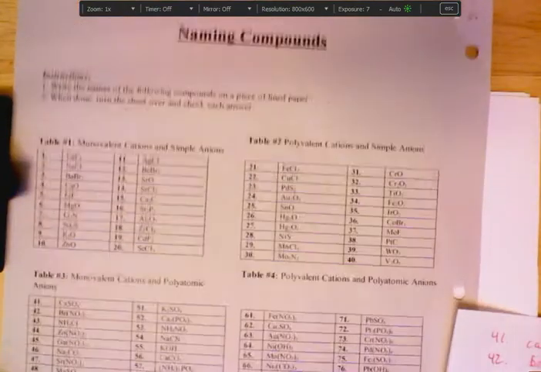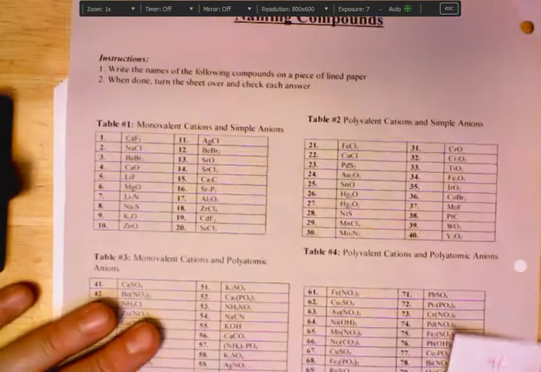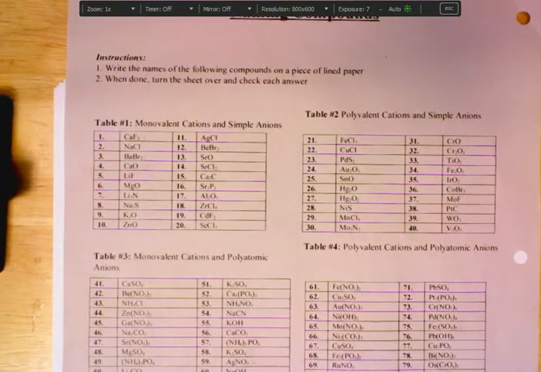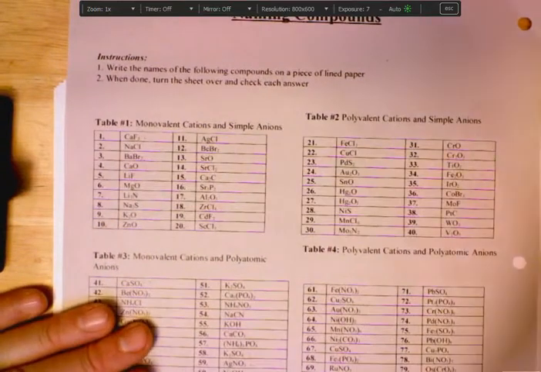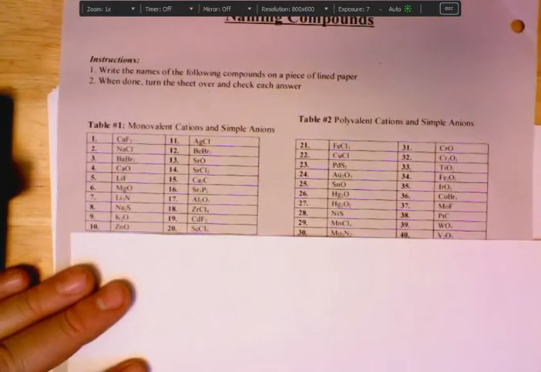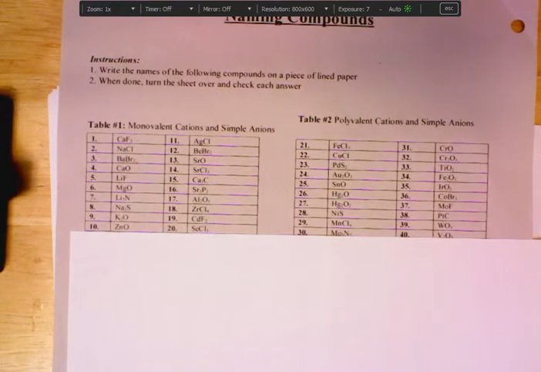Okay, on to table number 2. In this table, we have polyvalent cations, and I think this is going to be a little bit more complicated because we will need the periodic table for this. Okay, so the first one here, FeCl3.